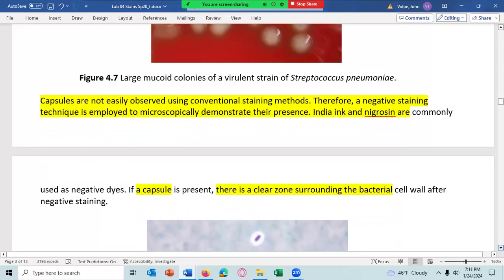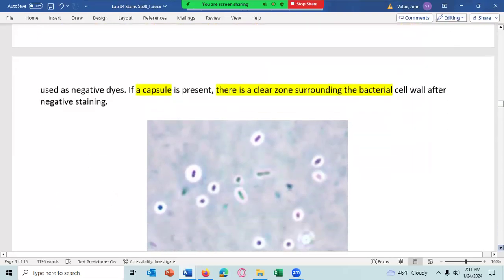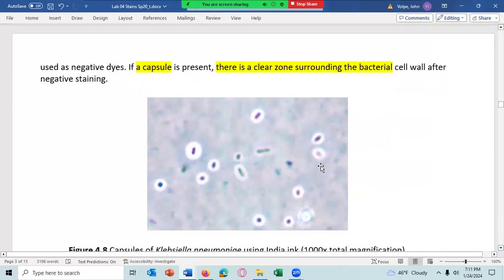All right, capsules are not easily observed with conventional staining methods. Conventional staining methods actually wash away the capsule from the cell. Therefore, a negative staining technique is employed to macroscopically demonstrate the presence of the cell capsule. India ink and nigrosin are commonly used as negative dyes. Then you stain the background and the cell, not the cell capsule. So if the cells make a cell capsule, it'll look like this, and that tells you the cell has a cell capsule.